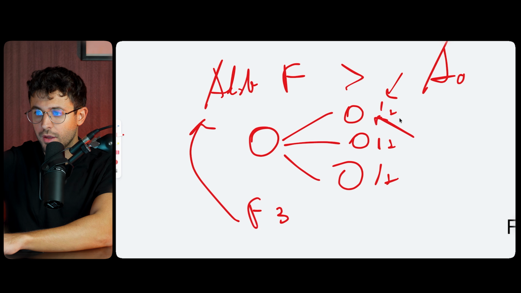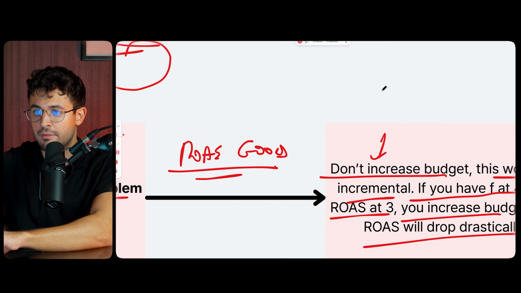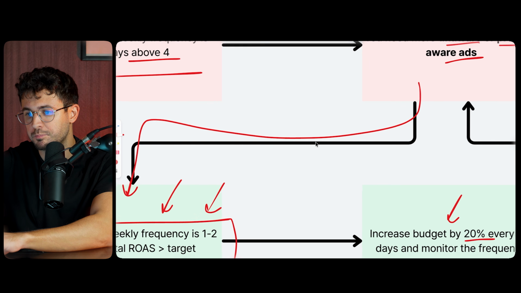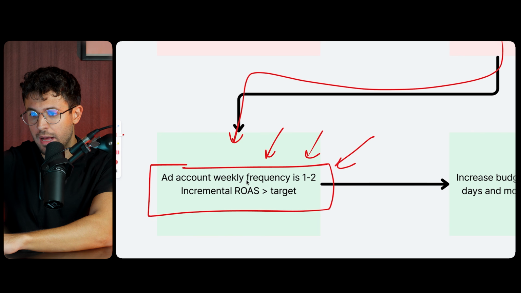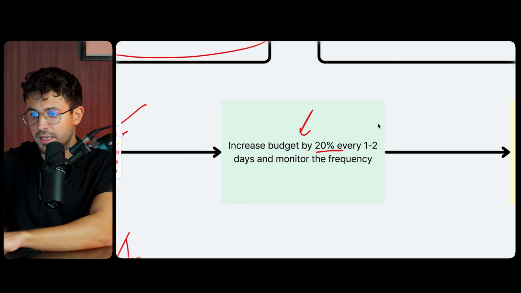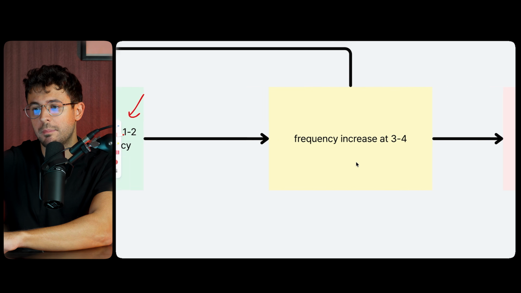So if you have a very high frequency in all the ads, then most likely you can't scale, because you most likely have a very high frequency at the ad set level or at the campaign level, okay? Now, if you have an ad account weekly frequency between 1 and 2, even around 2 works, you want to increase the budget by 20% every 1 or 2 days. It depends what you're doing. Usually I like to do CBO, so at the campaign level, you want to increase and monitor what happens to the frequency.